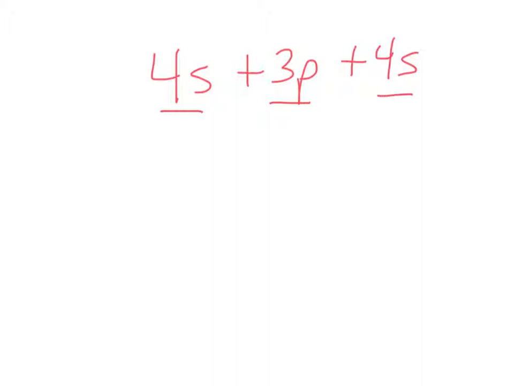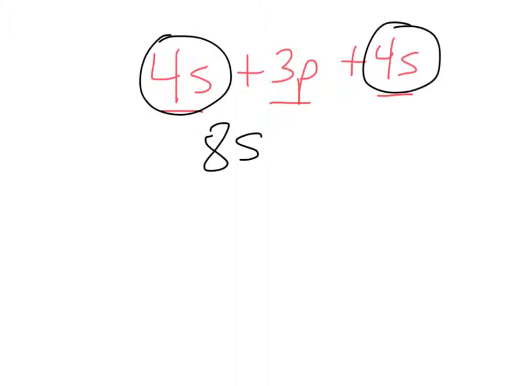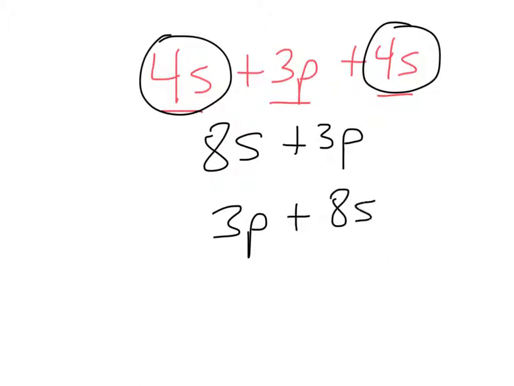Well, they gave you the expression. The only thing they want you to do is express it in simplest terms, which means you need to put together like terms. So 4S and 4S means you have a group of 8S plus 3P. Now, it could either be written like that, or you can switch it up: 3P plus 8S. And in that case, that would be your answer, and the answer choice is B.